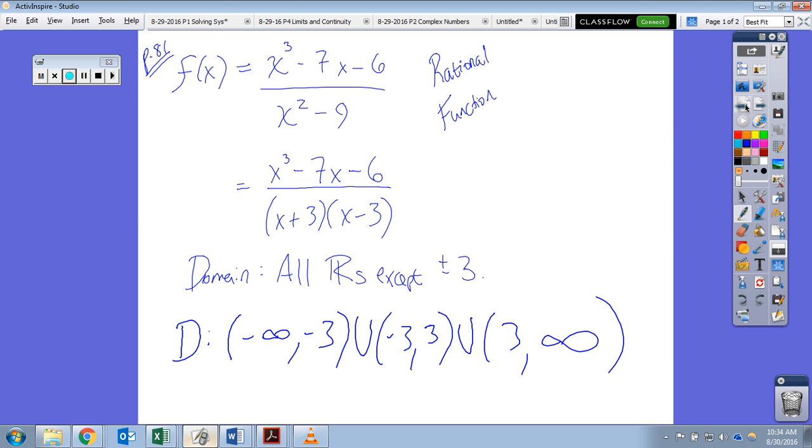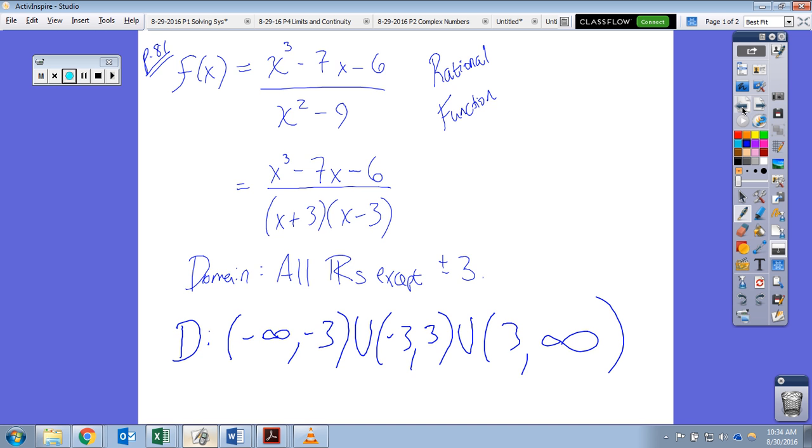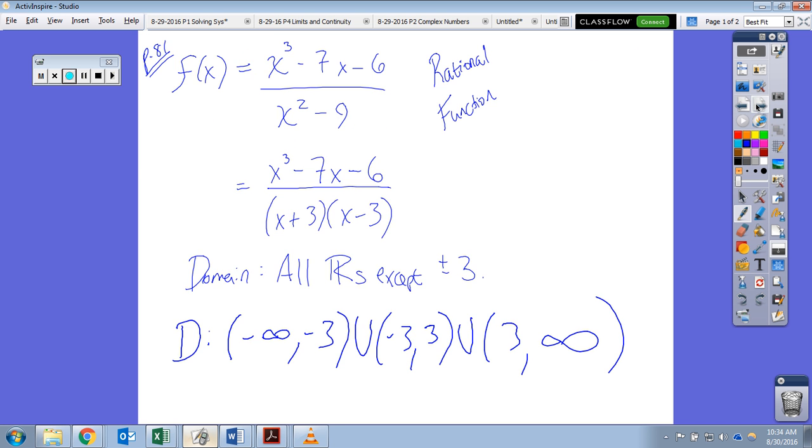Okay, so if I factor out x minus 3, let's see, I have x cubed minus 7x minus 6. So I'm doing this. Minus 7x. Have you guys ever done long division before? Oh yeah, that's fine. Okay, we can do that.